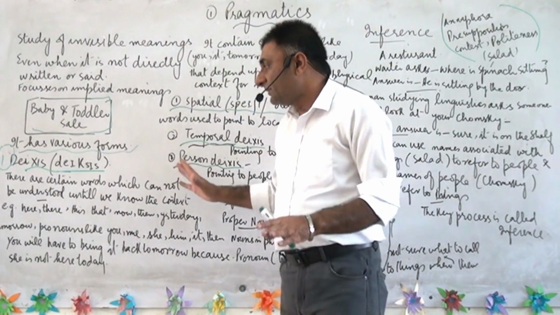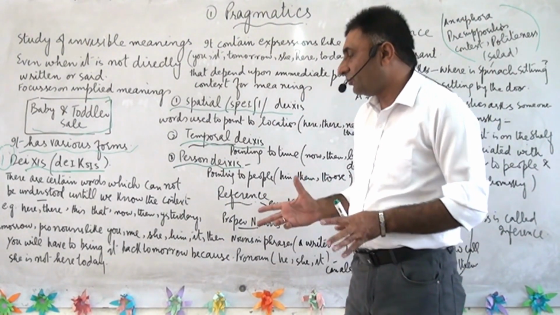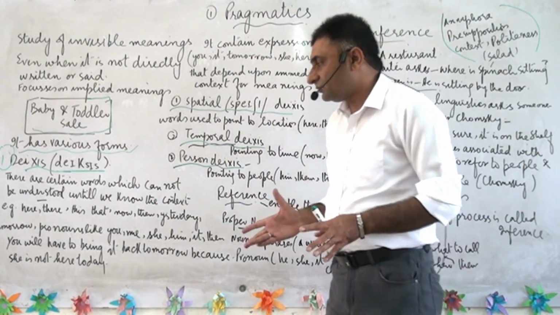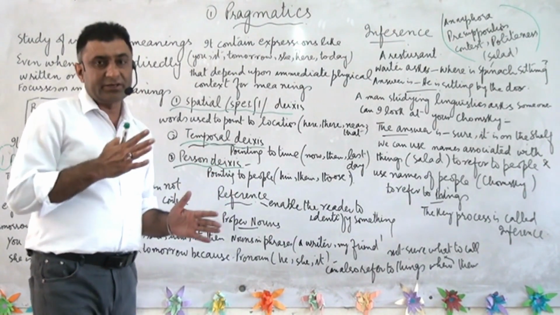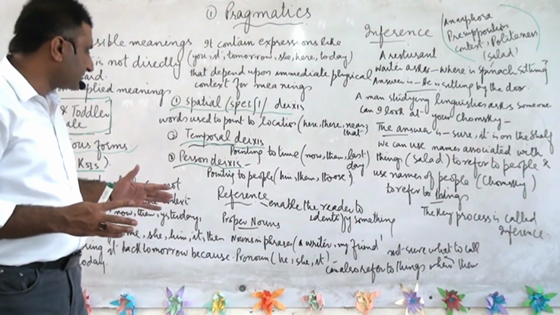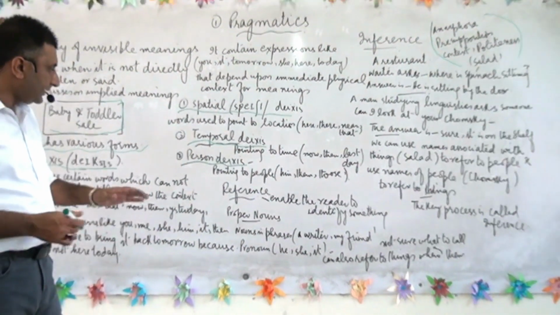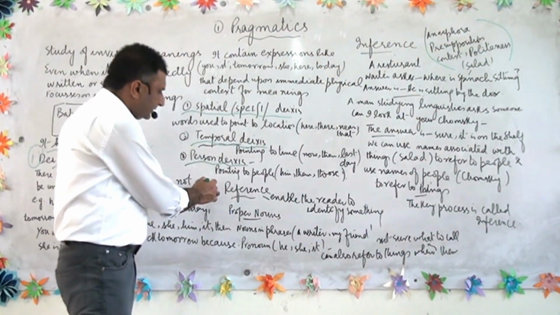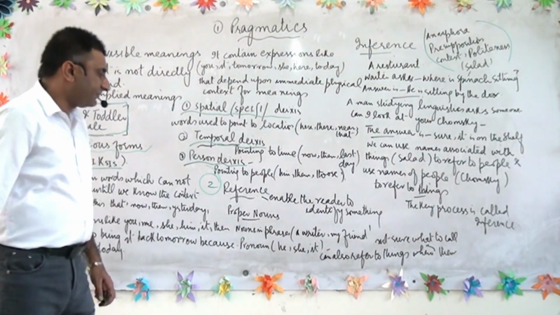Deixis means that we cannot understand the real meaning of a sentence until we are aware of the physical context, the real background of that text, the use of that word. This is called deixis. Then the second important thing with reference to pragmatics is reference.